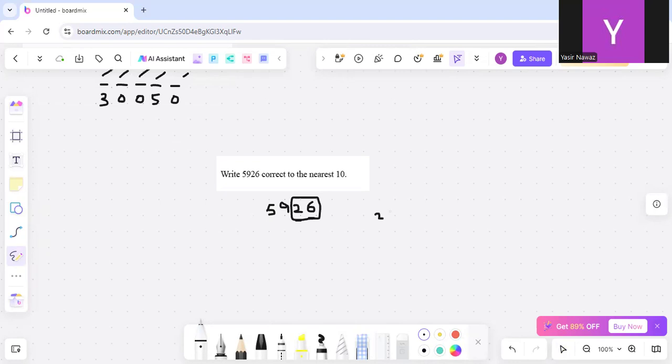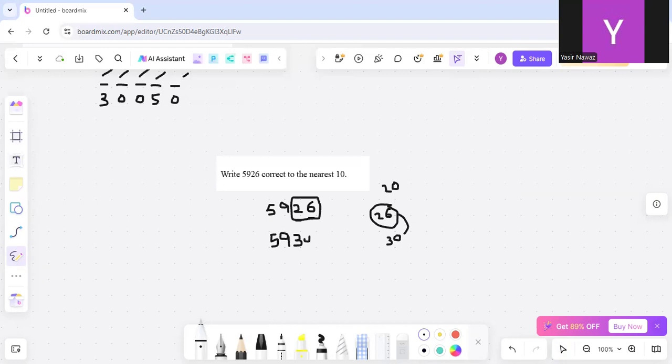A number which is less than 26 is 20. The exact number greater than 26 would be 30. So one number is 20, the other number is 30. Now I will check: 26 is near to what? Is 26 near to 20 or near to 30? Because 26 is near to 30, I will shift this number to the next number, 30.